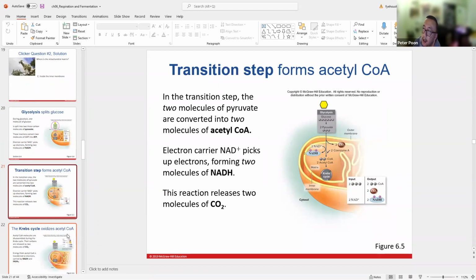In between glycolysis and the Krebs cycle, I have this one little step called the transition step. In the transition step, I convert pyruvate to two molecules of acetyl-CoA. I pick up two NADHs and I release two molecules of CO2.